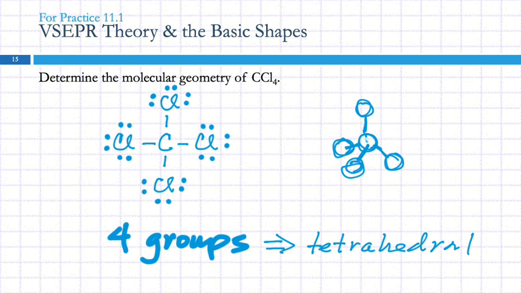Any questions? Yes. Are we going over bent? Pardon me? Are we going over bent? Yes. Bent is coming up.